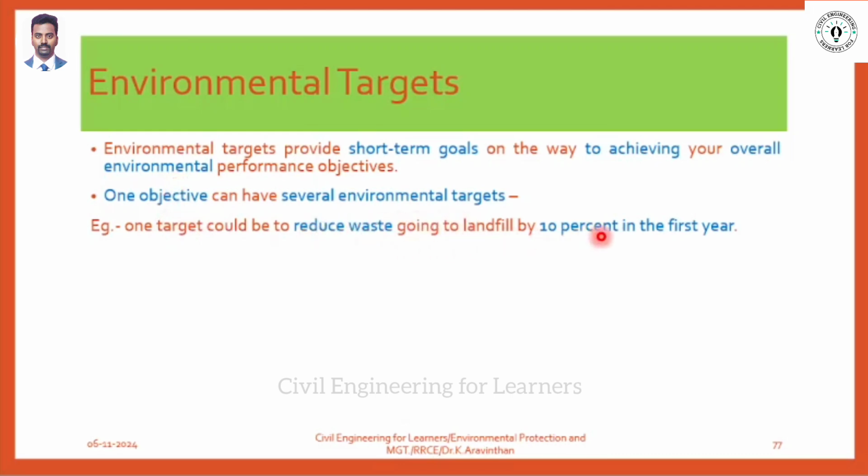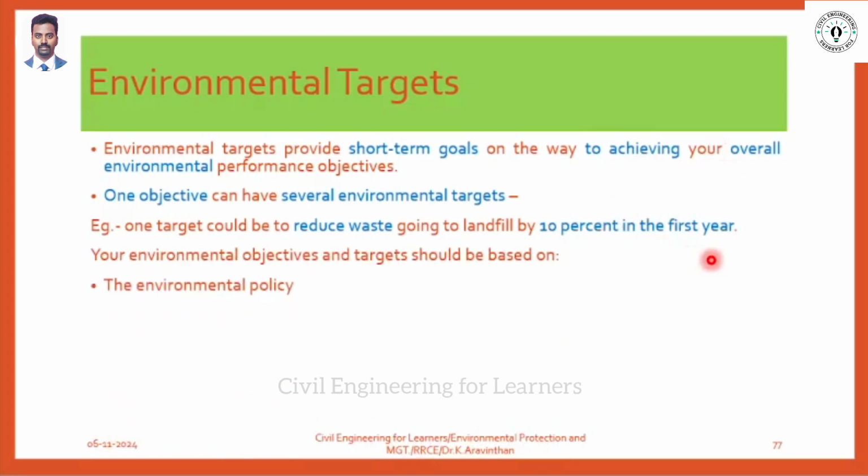For that, how much quantity? 10% in the first year. Like that you can quantify. So your environmental objective and target might be based on the policy. If your policy does not bind with the objective and target, you cannot progress. Information gained from initial review. So can you see the sequence?